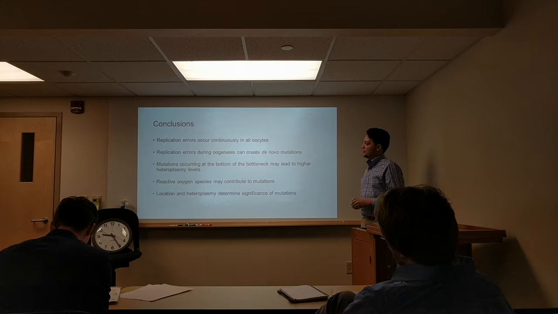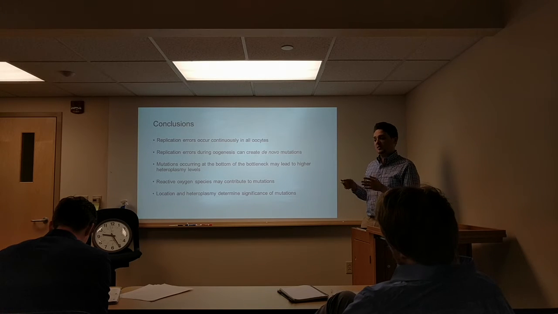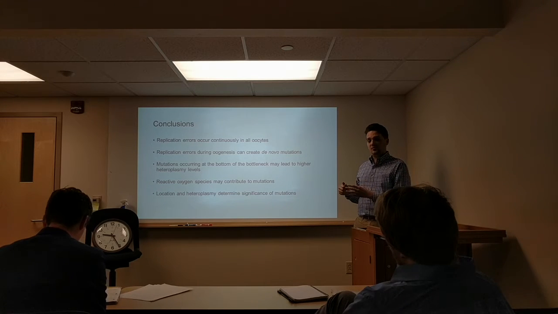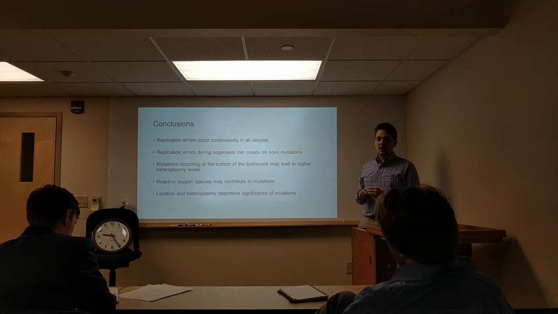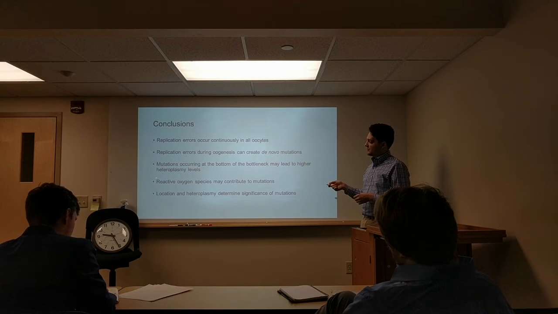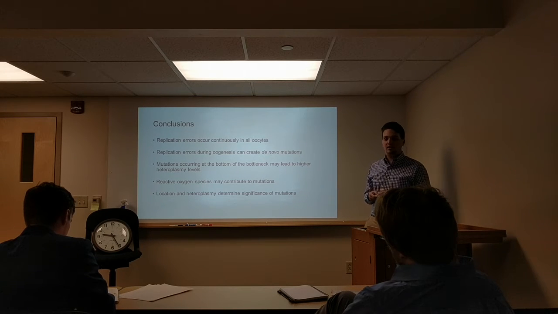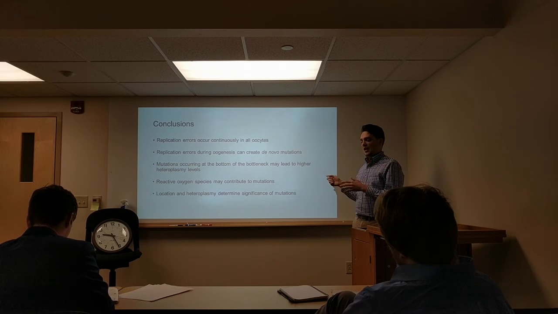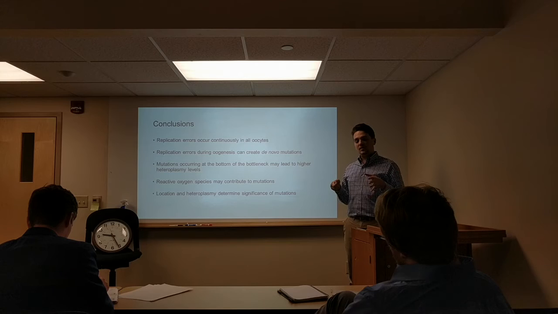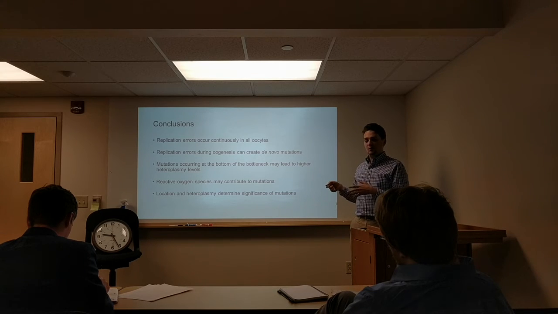From this, they were able to conclude that replication errors occur continually in all oocytes, but replication errors that occur during oogenesis can specifically create de novo mutations. And if these mutations occur at the end of the bottleneck effect, then there is a higher heteroplasmy level and increased risk for pathogenicity. They also determined that reactive oxygen species are less likely to contribute to mutations as the mutation frequency was found to be within the error frequency of the polymerase. Finally, location and heteroplasmy determine the significance of the mutation and whether or not it will be likely to cause pathogenicity.